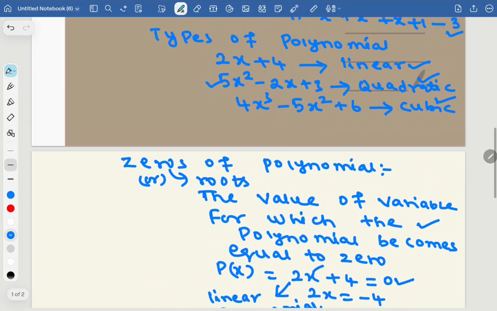See here, 4x cube minus 5x square plus 6, which is a cubic polynomial. Highest power is 3, degree is 3. For this cubic polynomial, the number of zeros is equivalent to 3, or otherwise number of roots equal to 3.